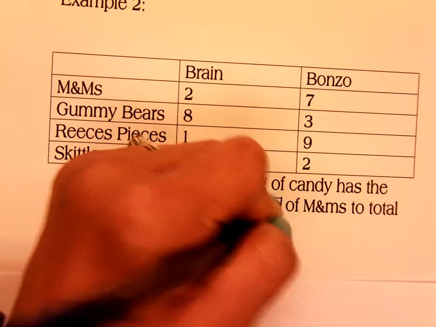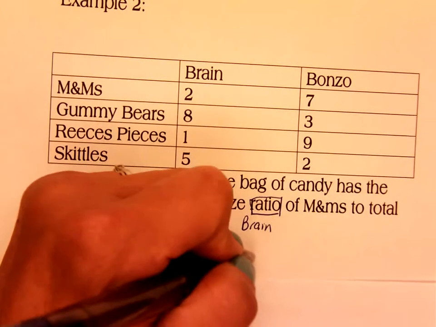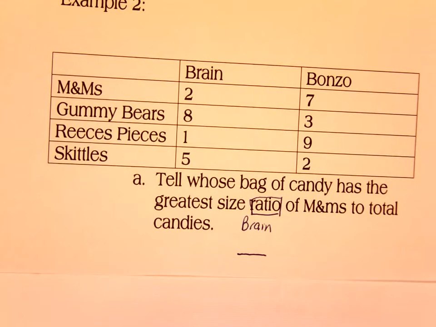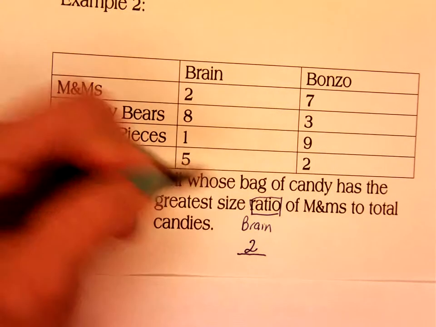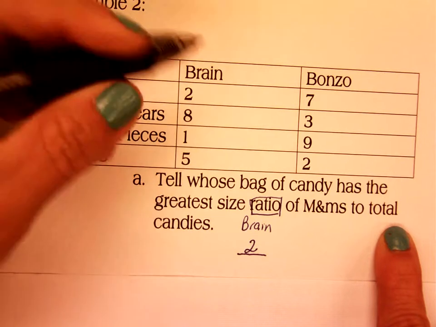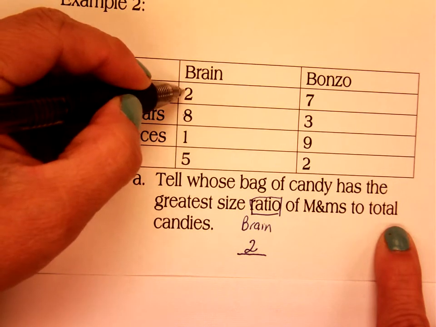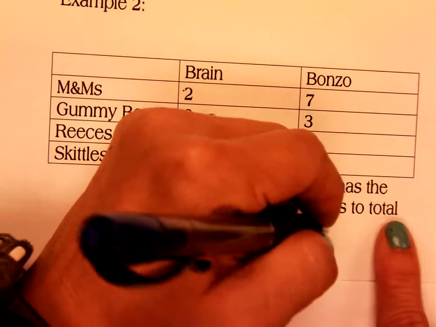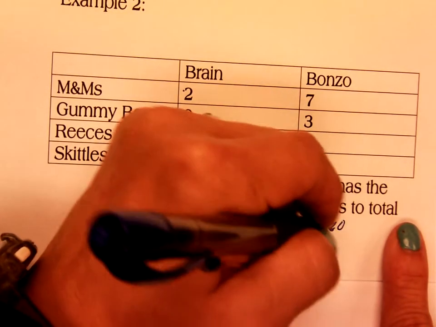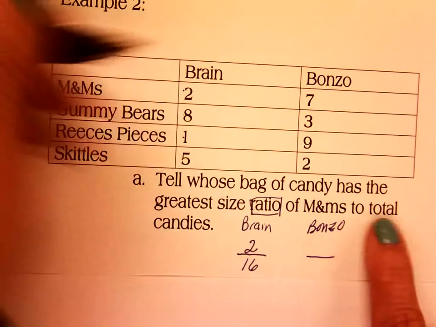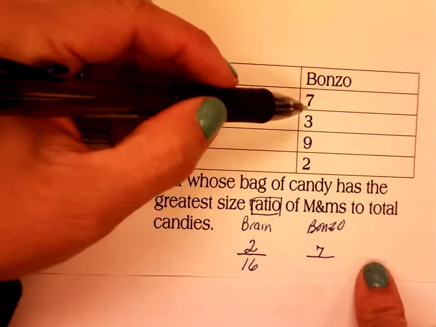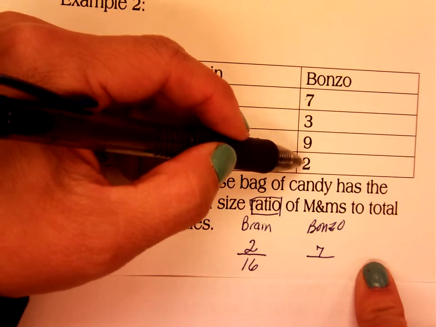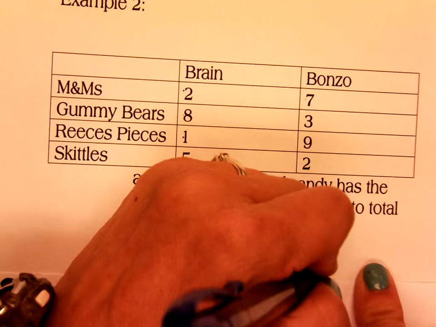Remember ratio, so you have to write this in ratio, which we said majority of the time we're going to write in fractions. So look at M&Ms. How many M&Ms does Brain have? It has 2, so that's your numerator. It says total candy, so you have to add up these numbers. 8 plus 2 is 10, plus 5 plus 1 is 6, so 10 plus 6 is 16. Now you have to do the same thing for Bonzo. So I'm going to write Bonzo here. Bonzo has 7 M&Ms. And the total amount would be 7 plus 3 is 10, and 9 plus 2 is 11. So 10 plus 11 is 21.